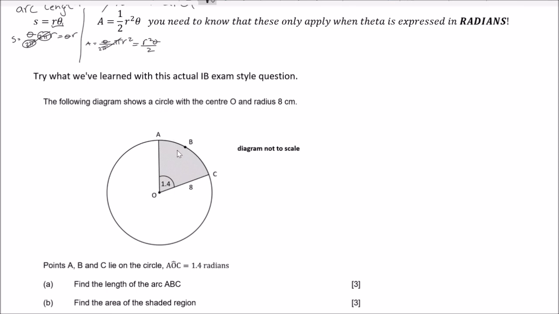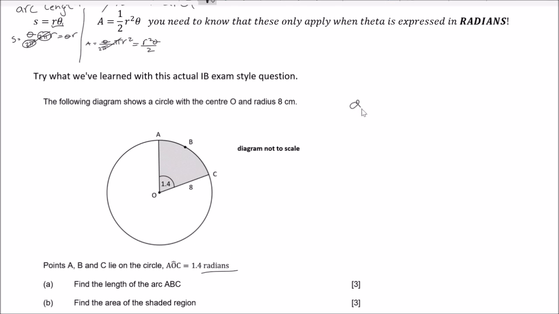First thing to notice is this 1.4. Y'all, it's not degrees. Now down here they tell us it's radians. Even if they didn't, you should be able to figure that out because it's not labeled as degrees. It is labeled in here as an angle, and it wouldn't make sense if this picture had a 1.4 degree angle based on the fact that it looks like it's almost 90 degrees. Okay, so first of all, we're asked for arc length ABC.